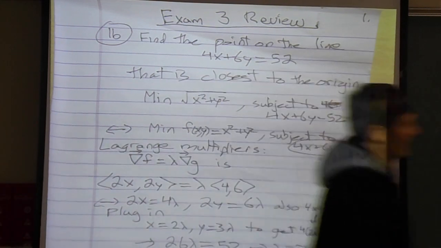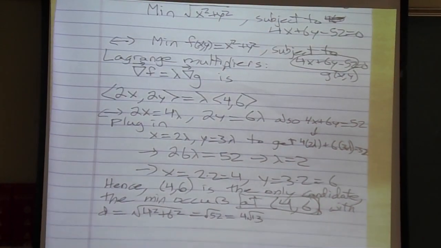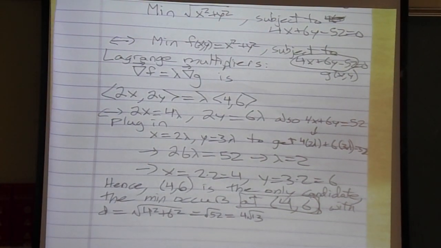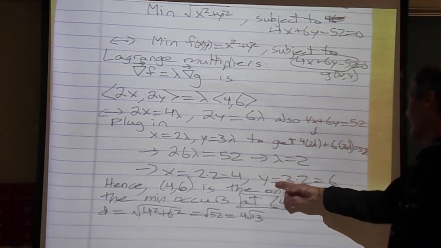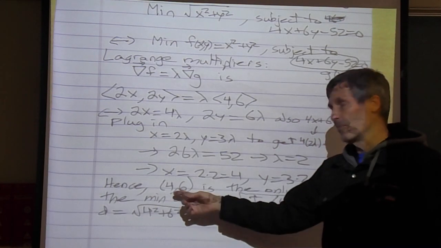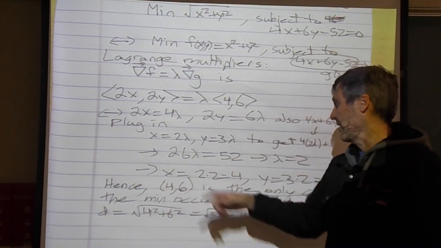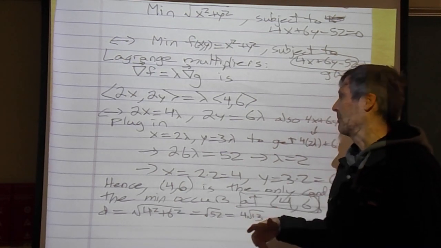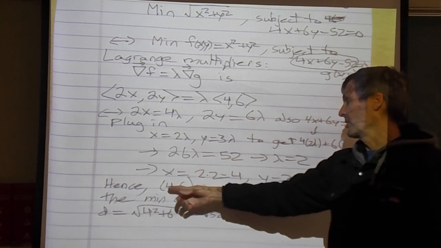Let's move this down a bit to finish the problem. Now I can just plug that into the previous equations I had. Right, x was equal to 2 lambda, is 2 times 2 is 4, y was 3 lambda, must be 6. There's only one candidate point for the minimum, the point (4, 6). Every minimum or maximum of this function subject to this constraint must occur at this point.